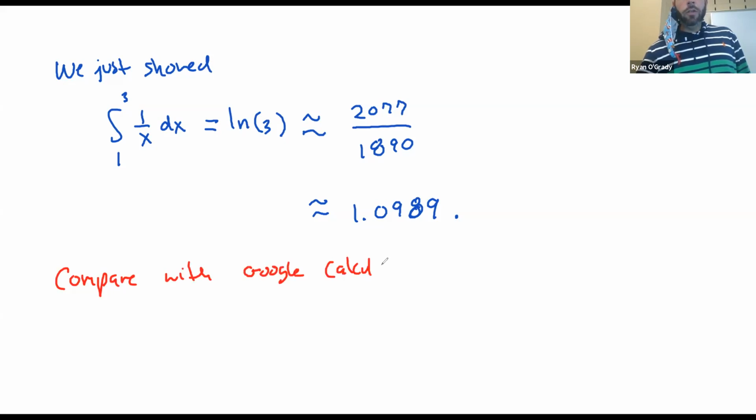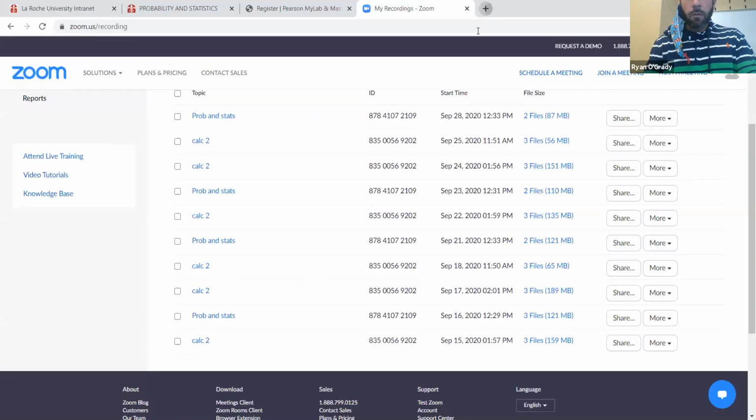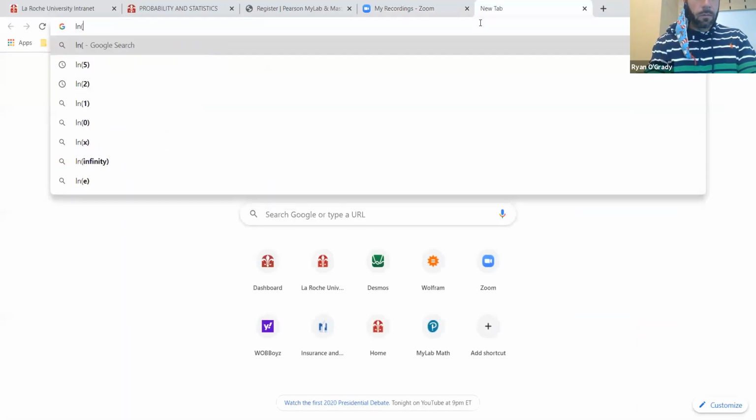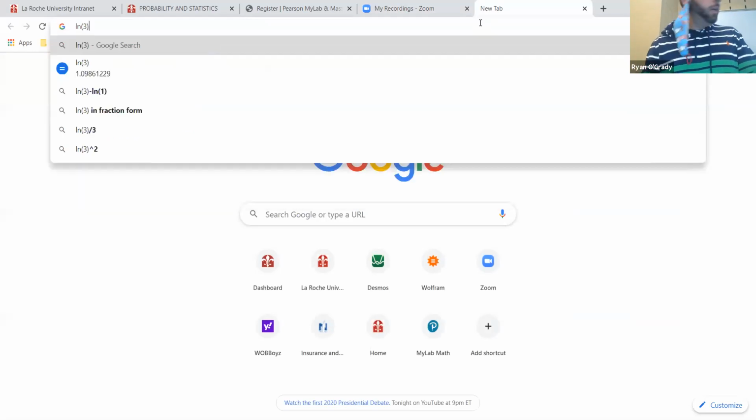So let's go to the Google calculator. If I go to Google, what is the log of 3? So let's go to our Google machine. And what's that? It's 1.098. It's pretty damn good, huh?